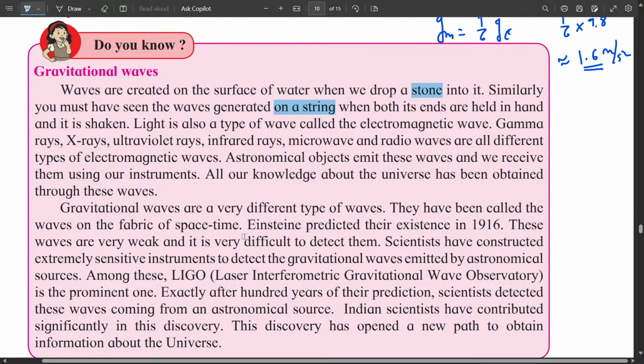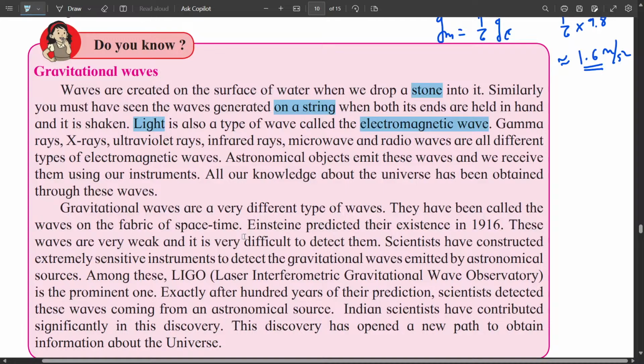Light is also a kind of wave, and we call that wave an electromagnetic wave. Gamma rays, which are given out by radioactive substances, X-rays, ultraviolet rays, infrared rays, microwaves, radio waves are all different types of electromagnetic waves.